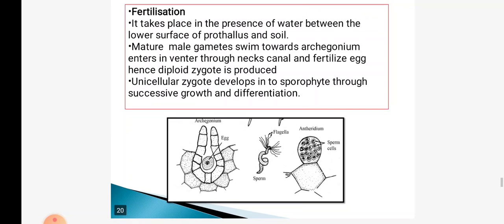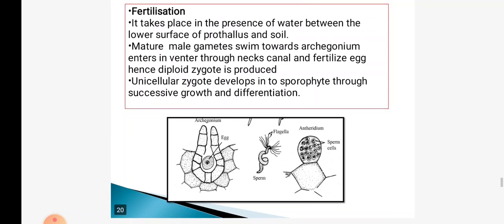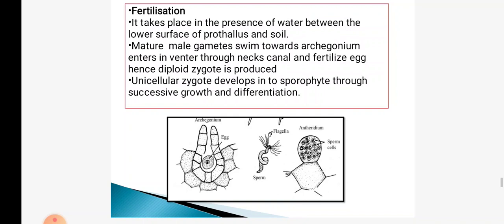Then during fertilization, mature male gametes swim towards the Archegonium, enter the venter through the neck canal and fertilize the egg. Hence a diploid zygote is formed. The unicellular zygote develops into a sporophyte through successive growth and differentiation.